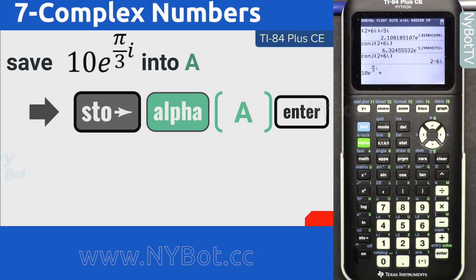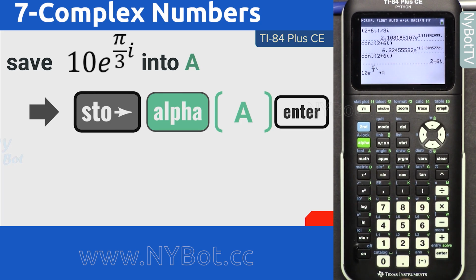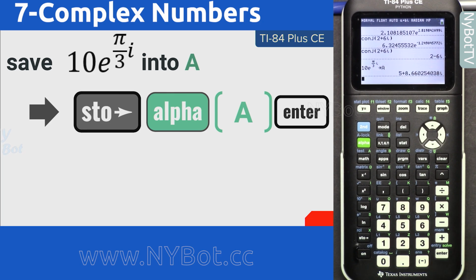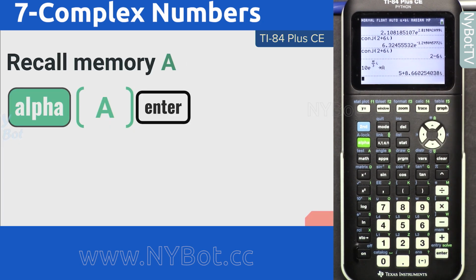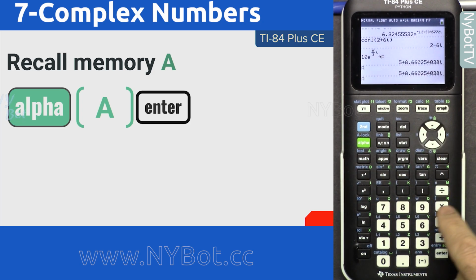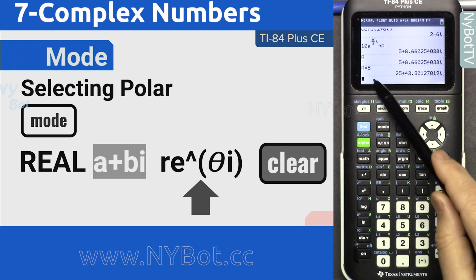with any of these green letters. These are memories, so in this case I'm going to use A, so alpha, when I press alpha, A appears, and then A, that is, it says save this value into A. When I press enter, it has been saved. The reason you see this in rectangular mode is because we have selected rectangular mode. Now let's recall memory A. Just press alpha and A, and if I press enter, it's available, and I can use it with my calculation. Let's say we want to multiply by 5 or do some calculation.